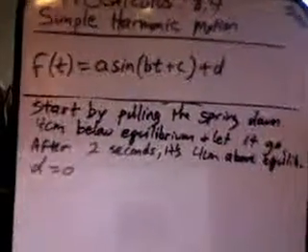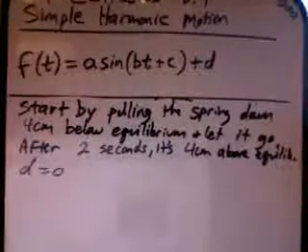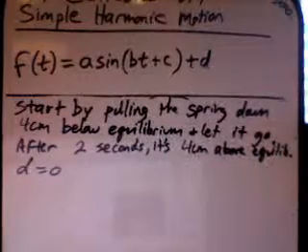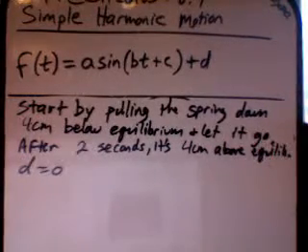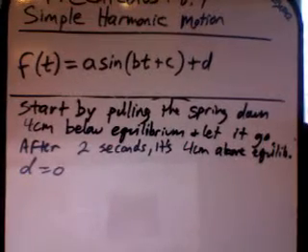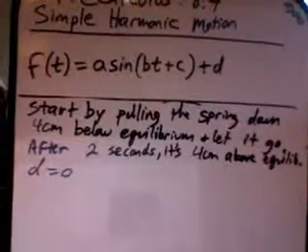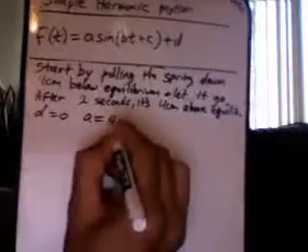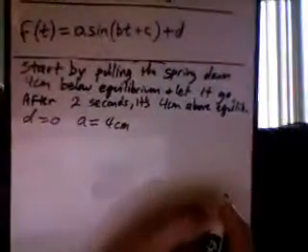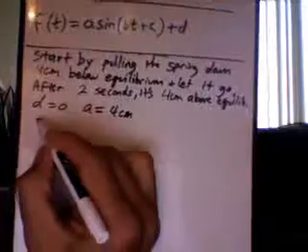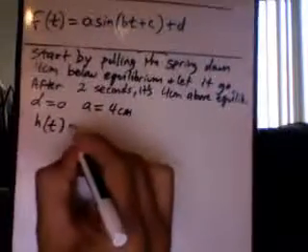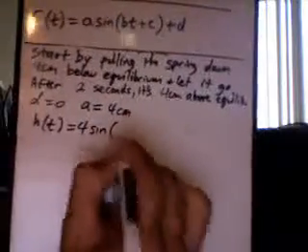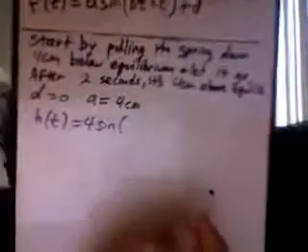Okay? What about A? A is also pretty easy. The amplitude of this oscillation. Looking at the information there, it goes 4 centimeters above and 4 centimeters below its equilibrium position. That means A is good old 4 centimeters. So our function for the height as a function of time is already starting to take shape. The sine of, now comes the hard part.